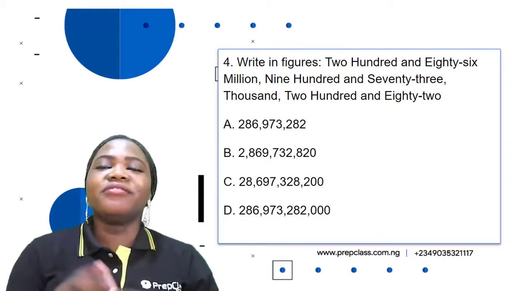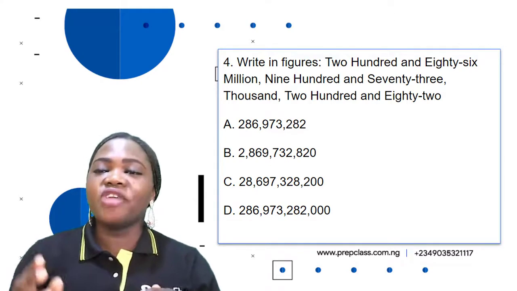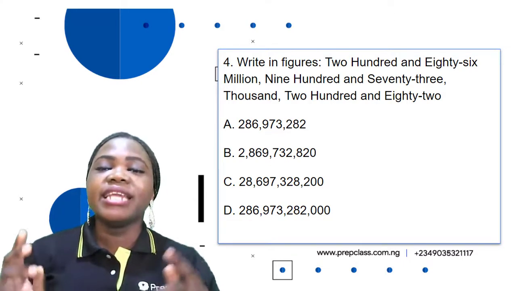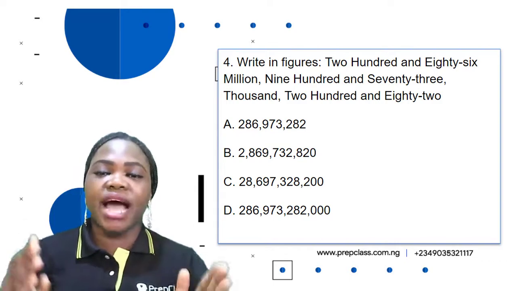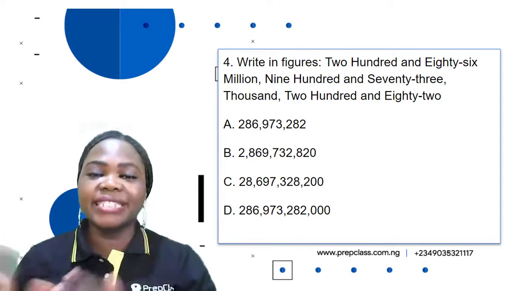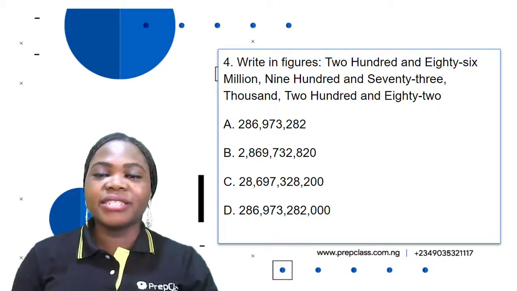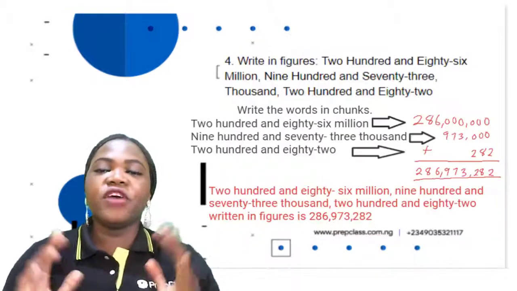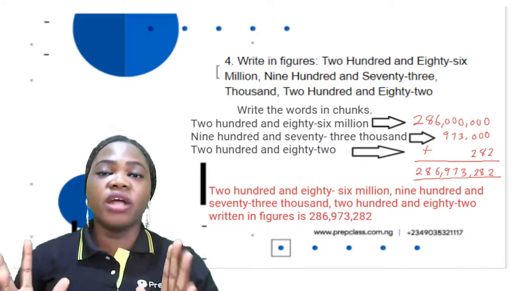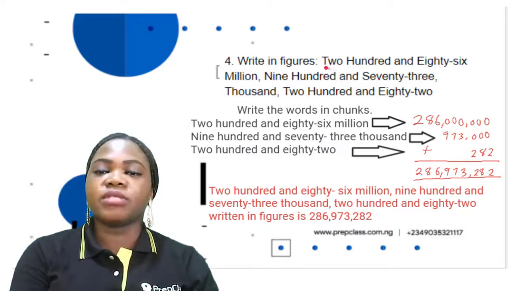Number 4, write in figures 286,973,282. Wow, so this is very easy to do. Okay, so let's do this now. The first thing we have to do is to write the words in chunks. Let's start with the first part.